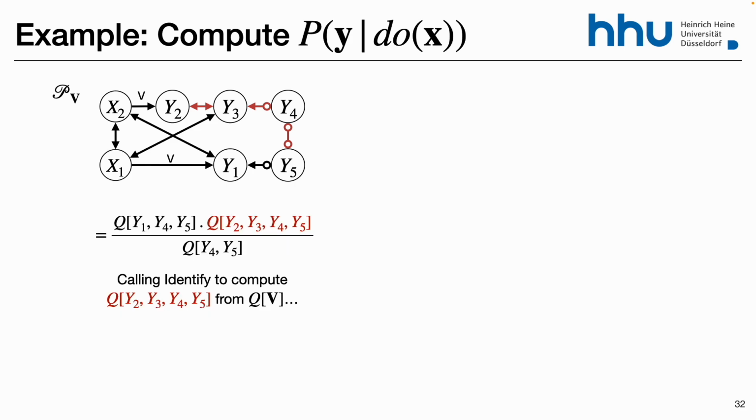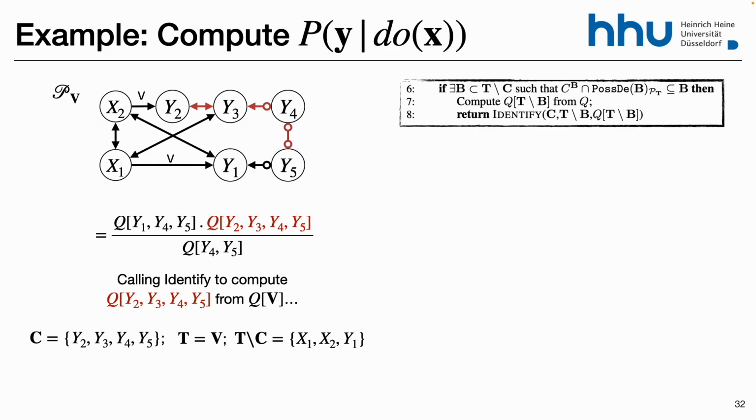So let's try to do this. So we have the C, we have the T, and we have the T minus C. And I will try to compute the condition 6, in line 6. I want to see if there is any bucket in the T minus C, so a bucket in this set, that satisfies the following condition: that the C components of this variable and the possible descendants, the intersection is just B.